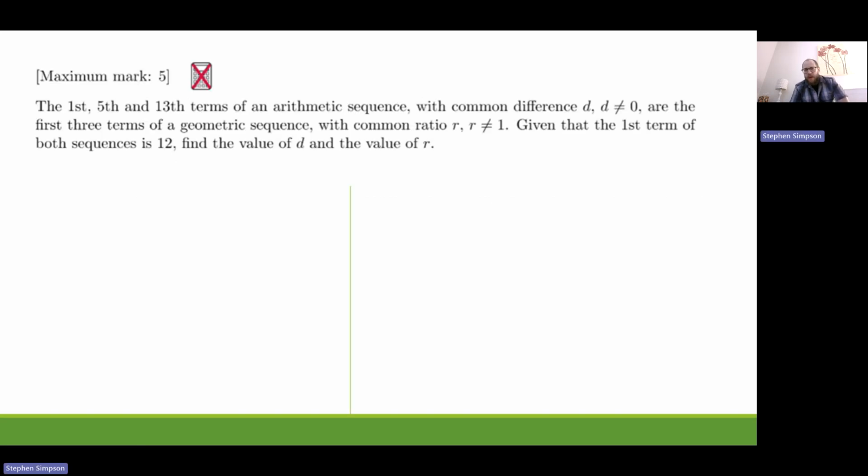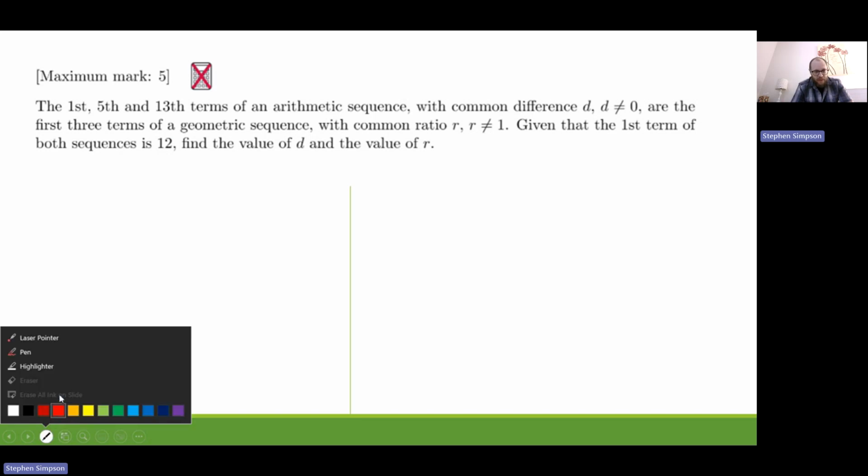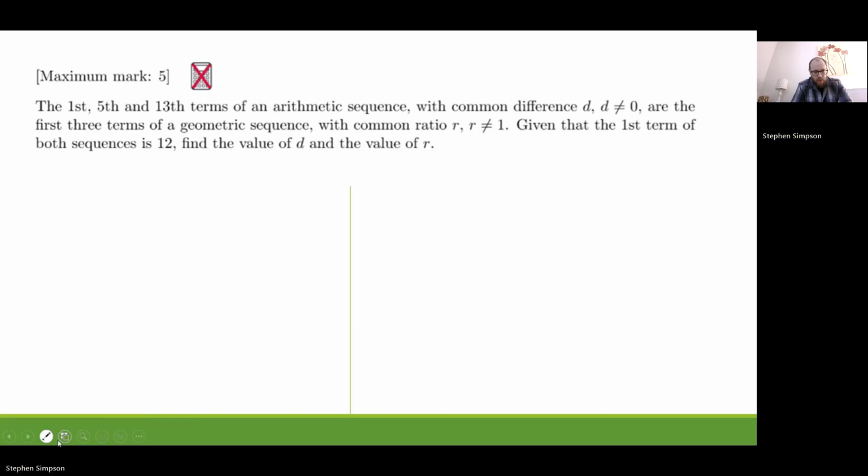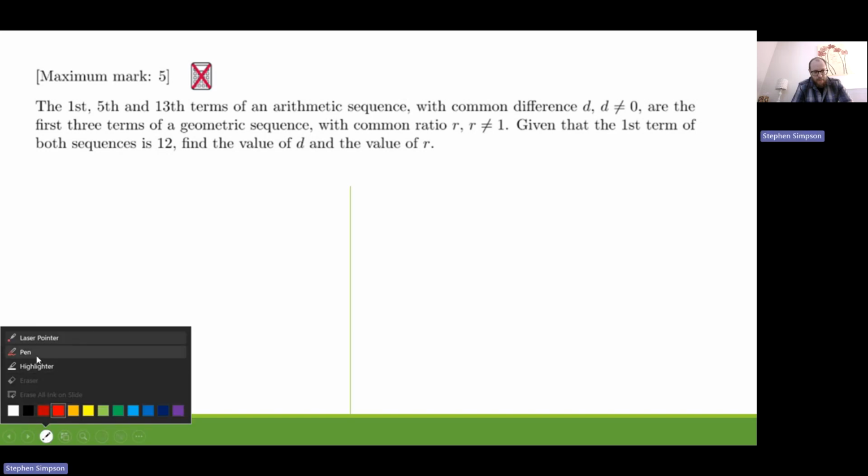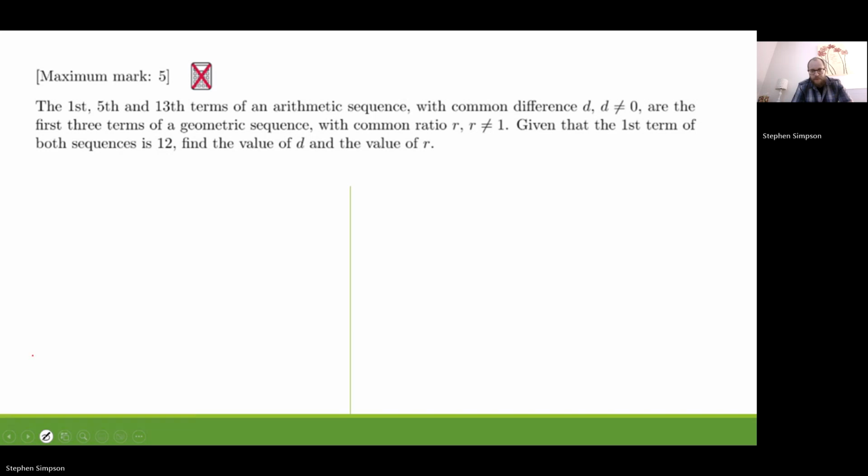We'll see. So we've got the first, fifth, and 13th terms of an arithmetic sequence, and they have a common difference of d. So we don't know the common difference, in other words. And those same numbers are also the first 3 terms of a geometric sequence.